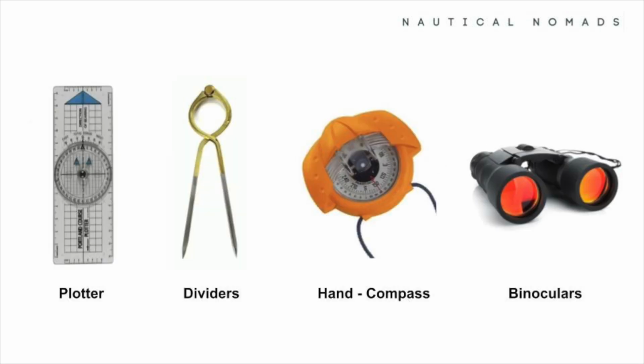Navigator's toolkit. Every navigator should carry a basic set of tools for chart work. These include a plotter, such as a Breton-type plotter or parallel rulers, dividers to measure distances on charts, pencils, erasers, and a pencil sharpener. Optional, but helpful tools include a hand-bearing compass to measure angles directly from landmarks, binoculars for spotting navigational aids, and a handheld GPS as a backup to electronic navigation systems.